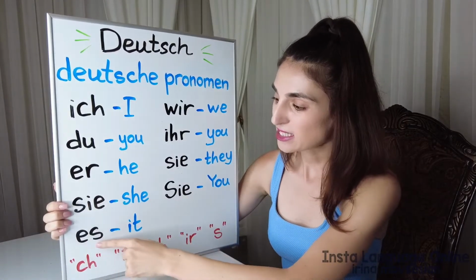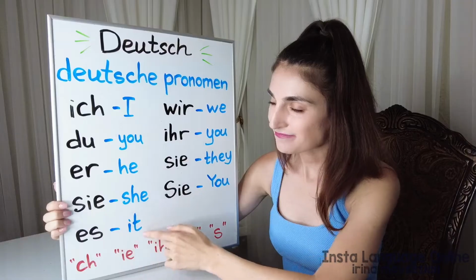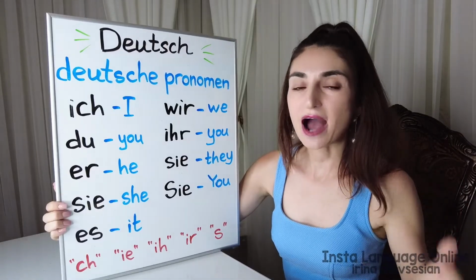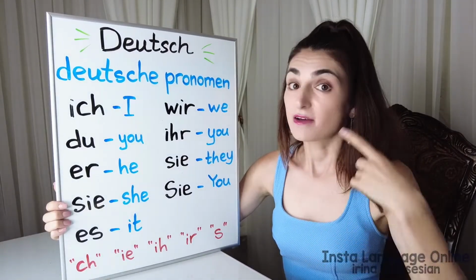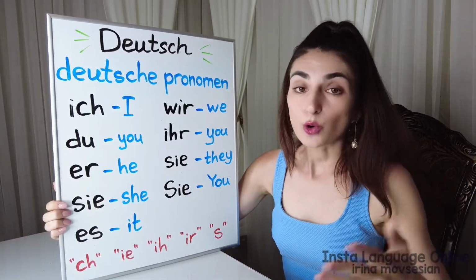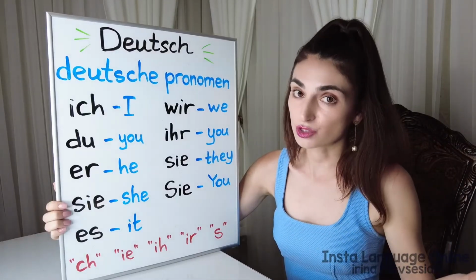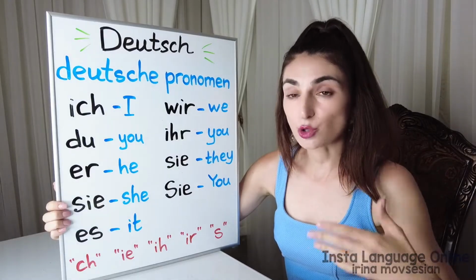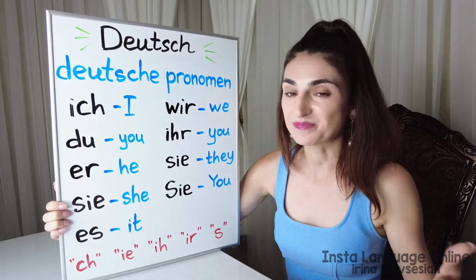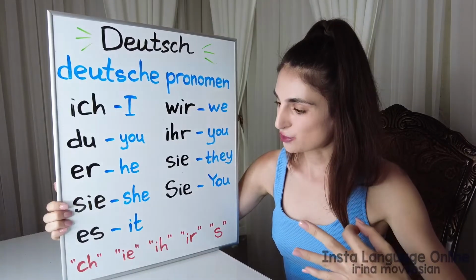Okay? Next one is es. Technically, es is not necessarily it. In the German language, we have 3 genders: feminine, masculine, and neutral. In English, we only have feminine or masculine. We don't have neutral. But in the German language, you will find words that are neutral and you will have to learn them. Sie, es. 3 genders in the German language.